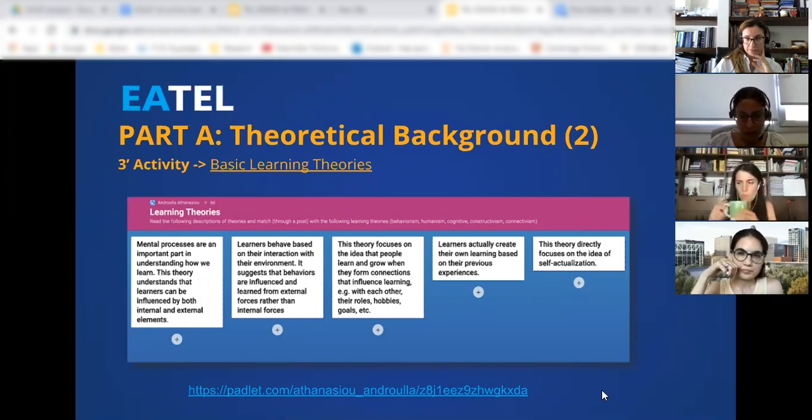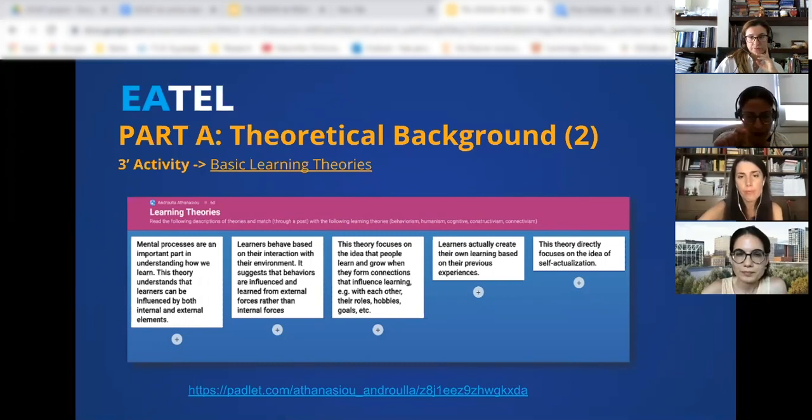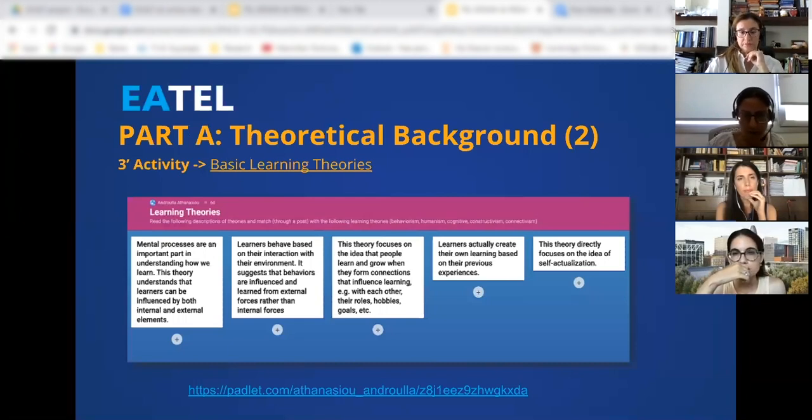I will send you the link right now. It's a Padlet wall, and what you can do is click on the plus sign and add your post. So read the description and say whether it's humanism, behaviorism. You will be able to see the 5 basic theories in the Padlet. So read the description, click on the plus sign, and say whether it's behaviorism, humanism, cognitivism, constructivism, or connectivism before I move on.